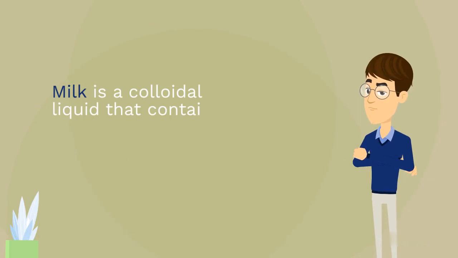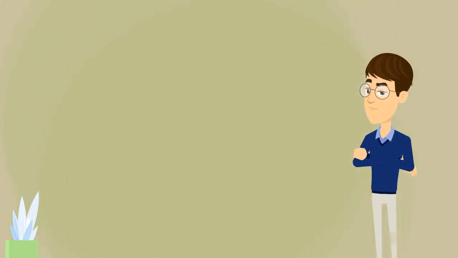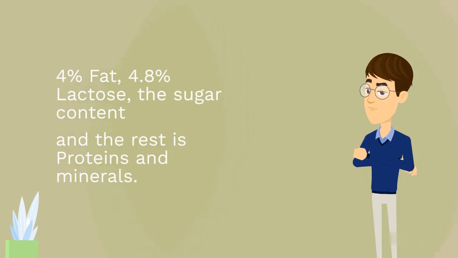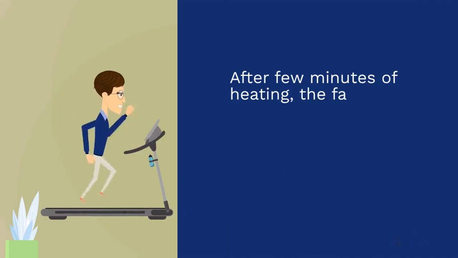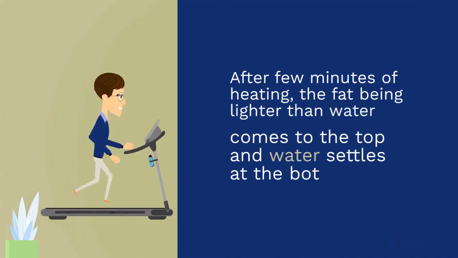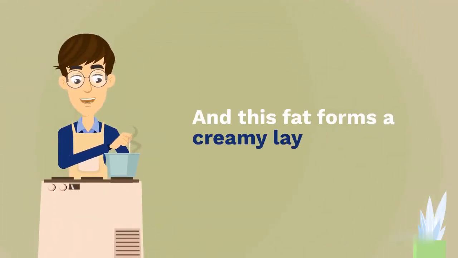Milk is a colloidal liquid that contains, on an average, 87% water, 4% fat, 4.8% lactose, the sugar content, and the rest is proteins and minerals. After a few minutes of heating, the fat, being lighter than water, comes to the top and water settles at the bottom. And this fat forms a creamy layer at the top.